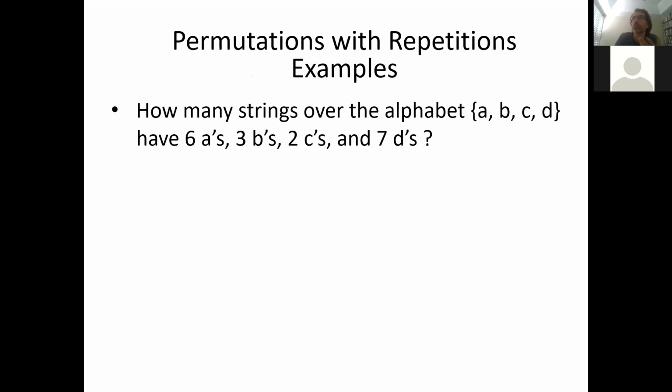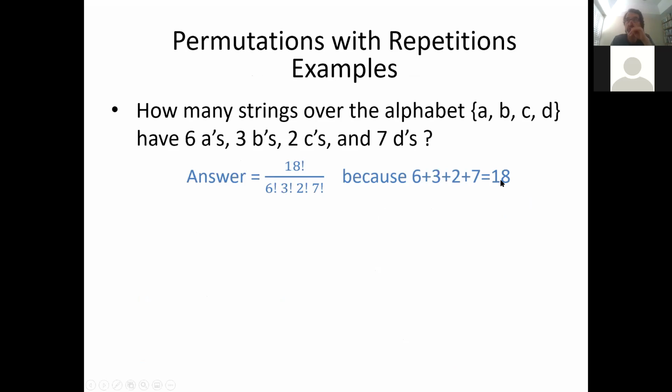Okay, so an example: how many strings of this alphabet ABCD have exactly 6 A's, 3 B's, 2 C's, and 7 D's? And we just plug it in, right? Because why 18? Because if you take 6, 3, 2, 7, you have 18 characters. So that's how long your strings are.